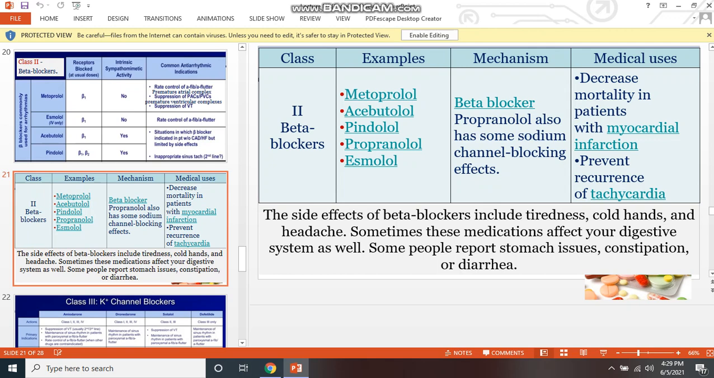Class 2 is beta blockers, examples are metoprolol, atenolol, propranolol, and esmolol. Mechanism: the beta blocker propranolol also has some sodium channel blocking effect. Medical uses: decrease mortality in patients with myocardial infarction, prevent recurrence of tachycardia. The side effects of beta blockers include tiredness, cold hands, and headache. Sometimes these medicines affect your digestive system as well. Some people report stomach issues and constipation or diarrhea.